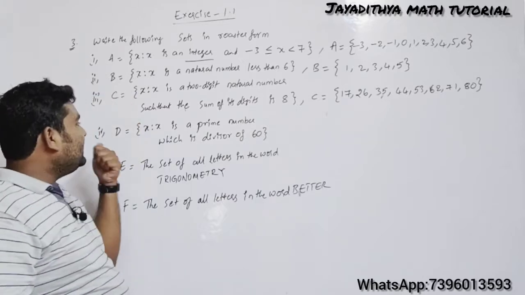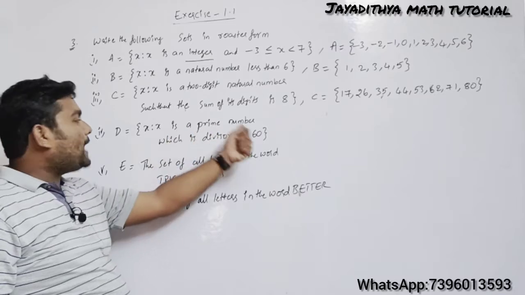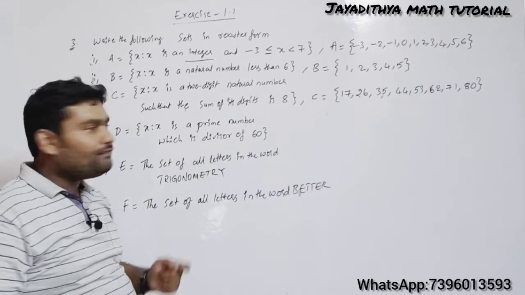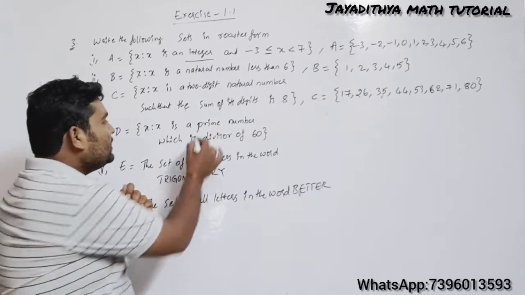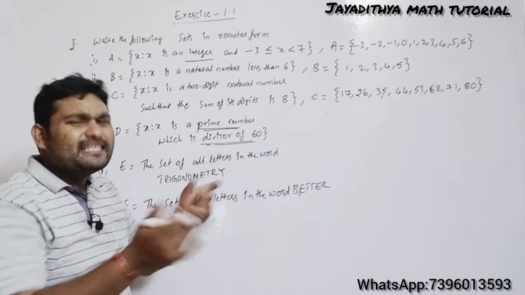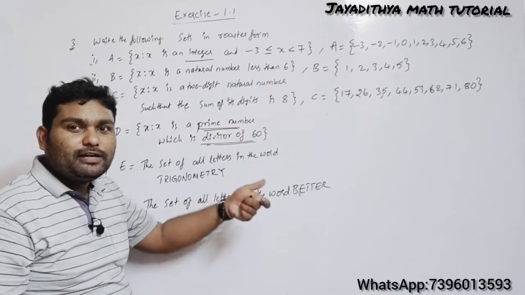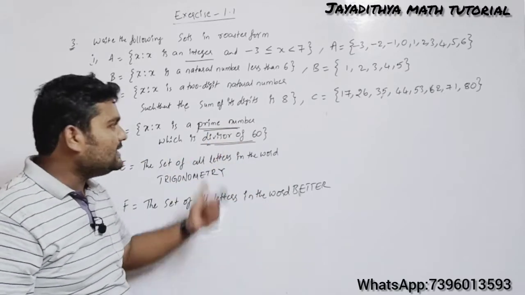The next one, D. The set of all x such that x is a prime number and also a divisor of 60. So you should be cautious here. x is a prime number and also it must be a divisor of 60. This is very simple. You do the prime factorization of 60, then you'll get all the prime numbers. From that you can easily identify this.